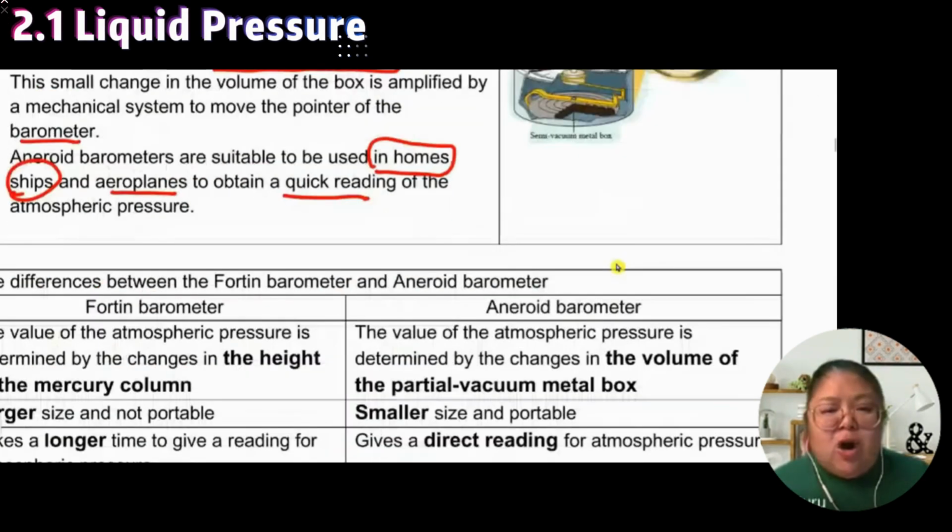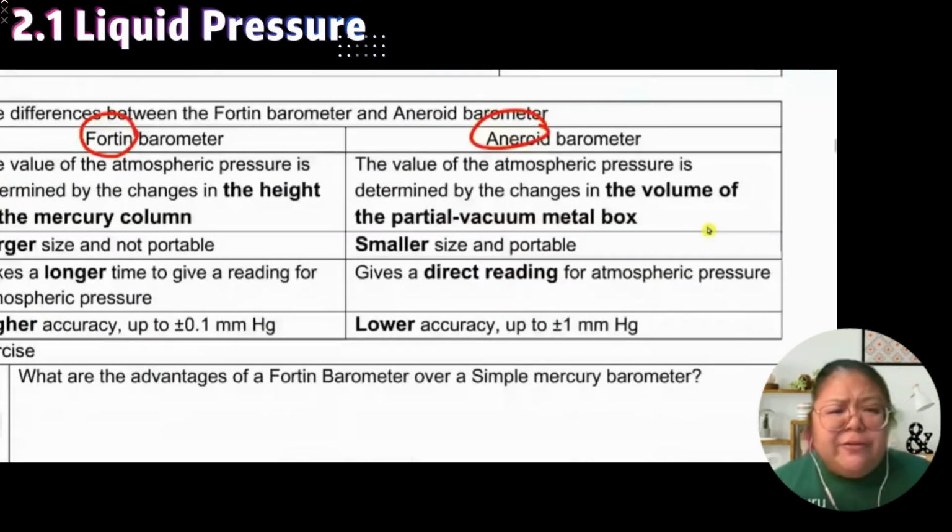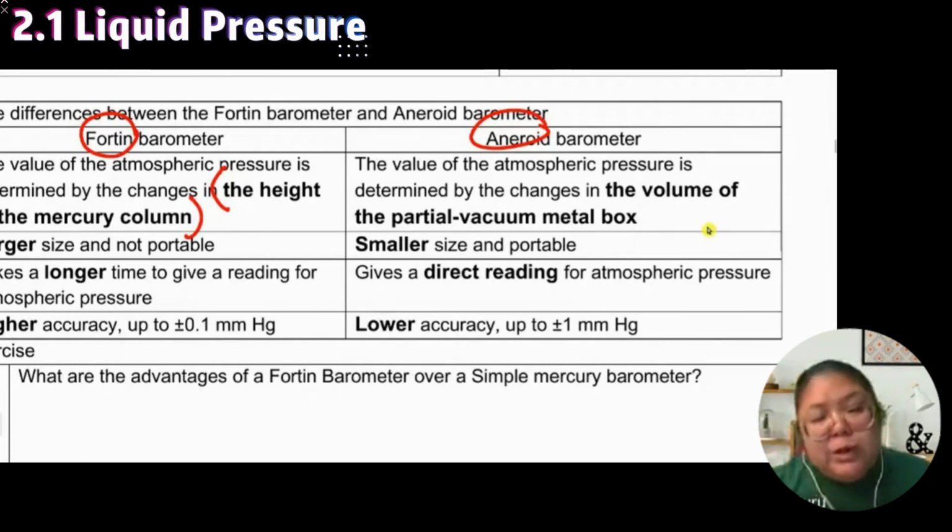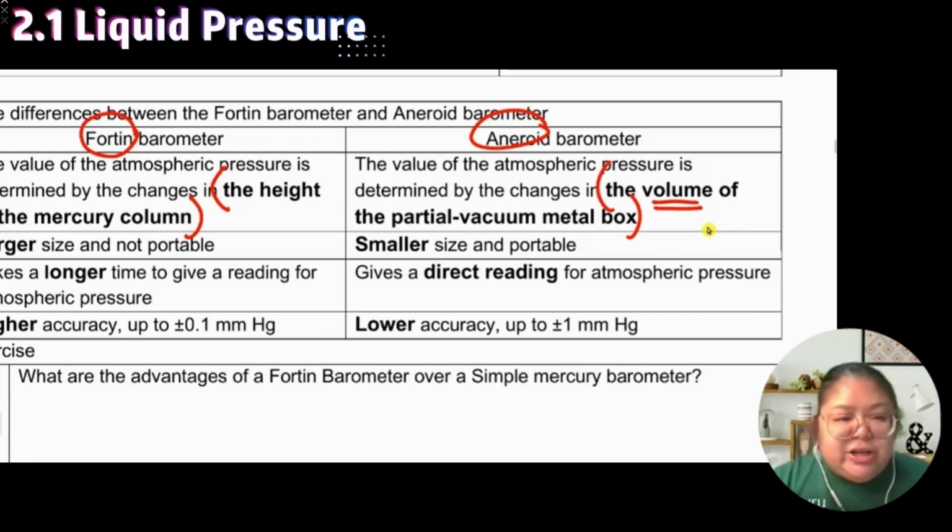Now we see the comparison between the two barometers, Fortin and aneroid. The first one, the value of the atmospheric pressure is determined by changes in the height of the mercury column. This one, the atmospheric pressure is determined by changes in the volume of the metal box. One uses volume, one uses height. The other one is large size, very big. This one is smaller.